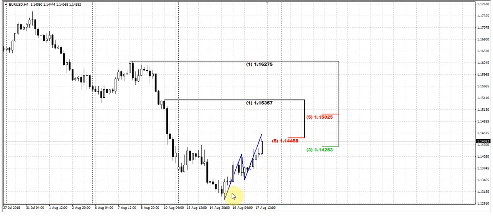But at the same time, you can see that the ABCD hasn't quite been reached yet. So 1454, that is the target of this ABCD pattern. It means that next week, the market could move slightly higher.